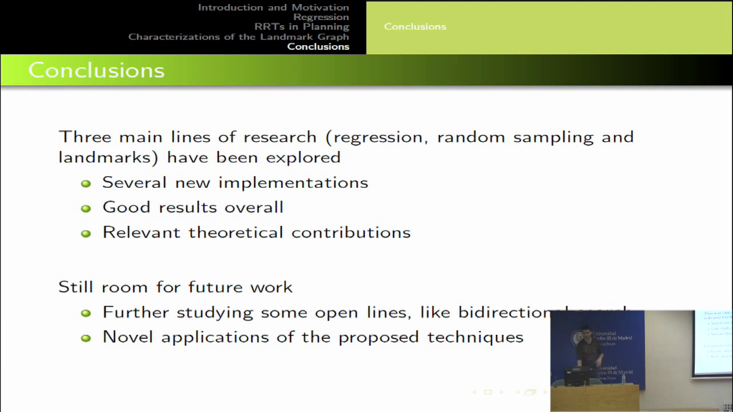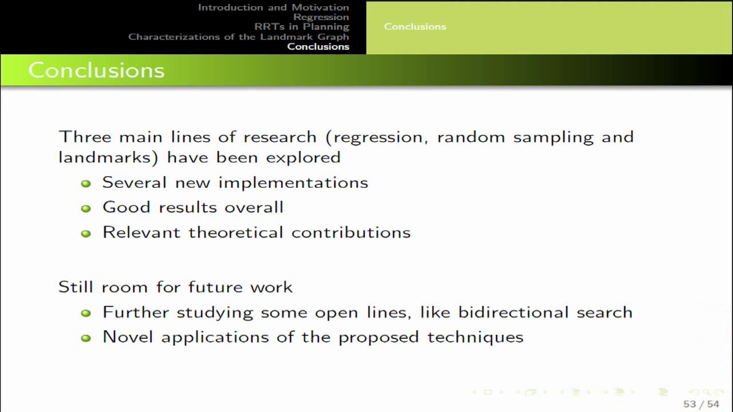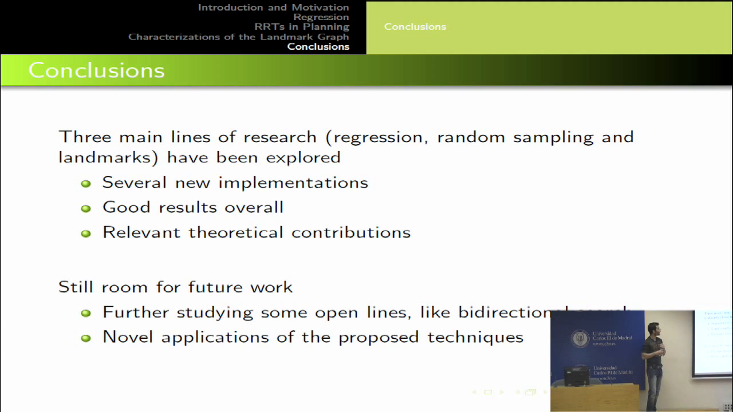So finally, some conclusions. Three main lines of research have been explored. Those are related, even though it may not be clear. There are small things like all the constraints, for example, the same things that must be respected in the regression must be respected when doing this random sampling. And those are the things that the landmark graph lacks, for example. Bidirectional search is also really relevant with RRTs, and there are many things that must be taken into account.